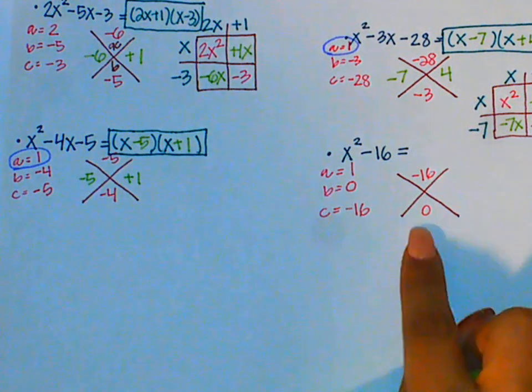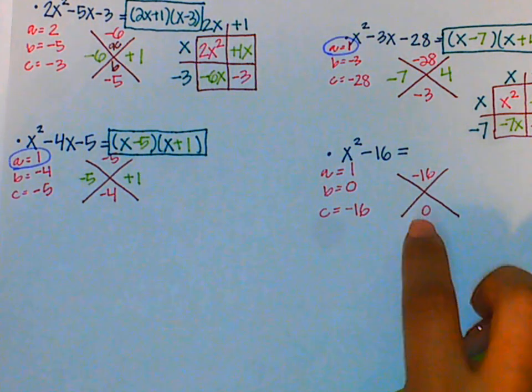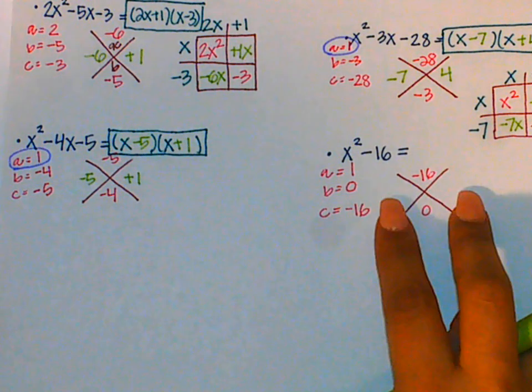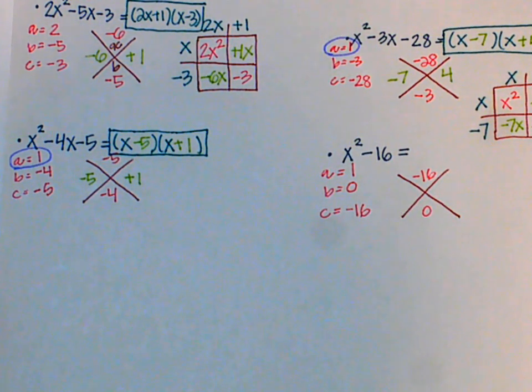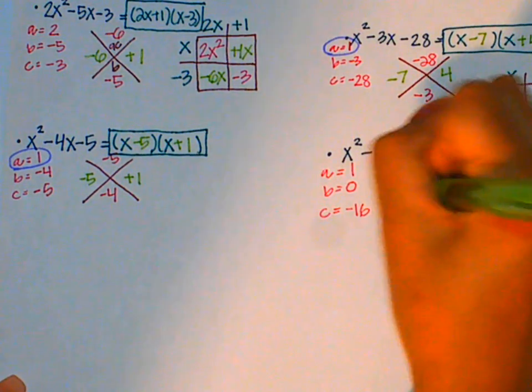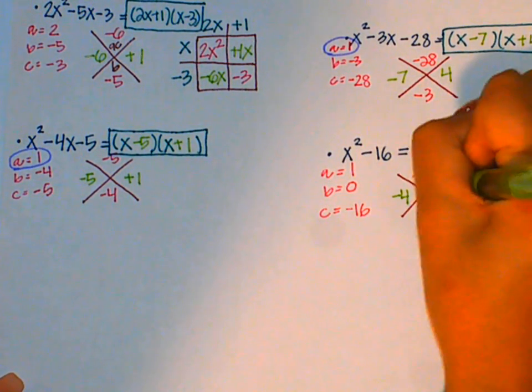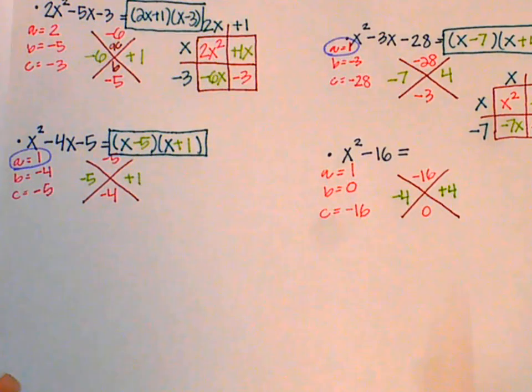Since my b value is 0 and I am adding to get that, I know that these two numbers need to be opposites of one another, meaning they're the same number with opposite signs. So since this is a 16, I know that I can do negative 4, positive 4. When I add those two, it will give me a 0.